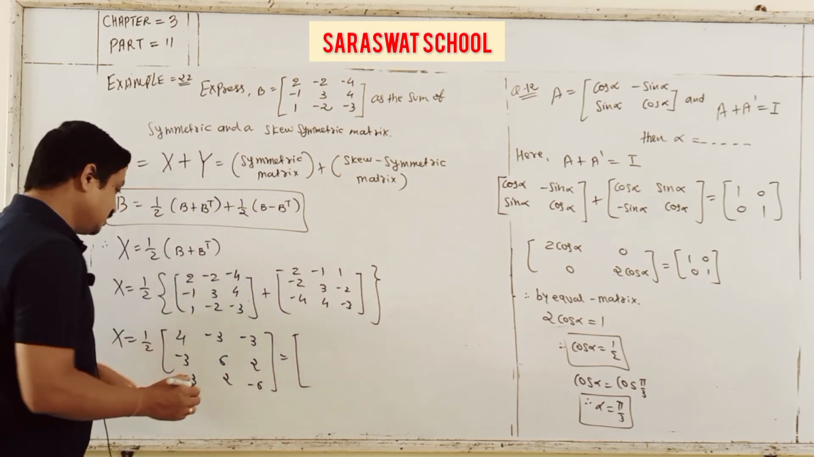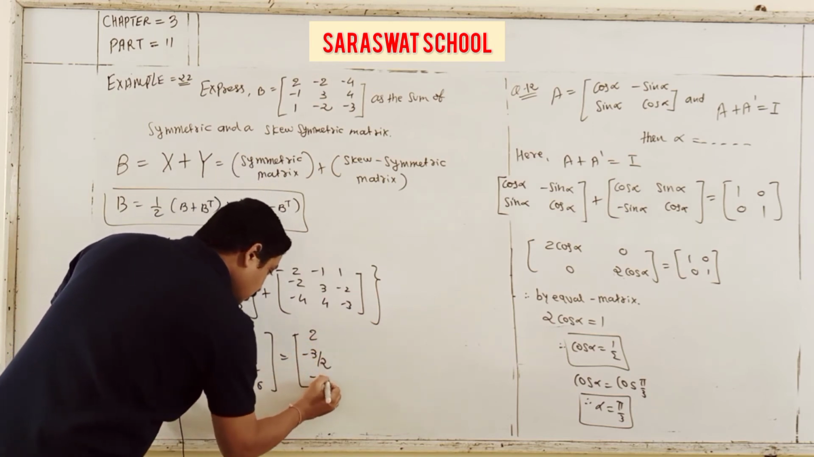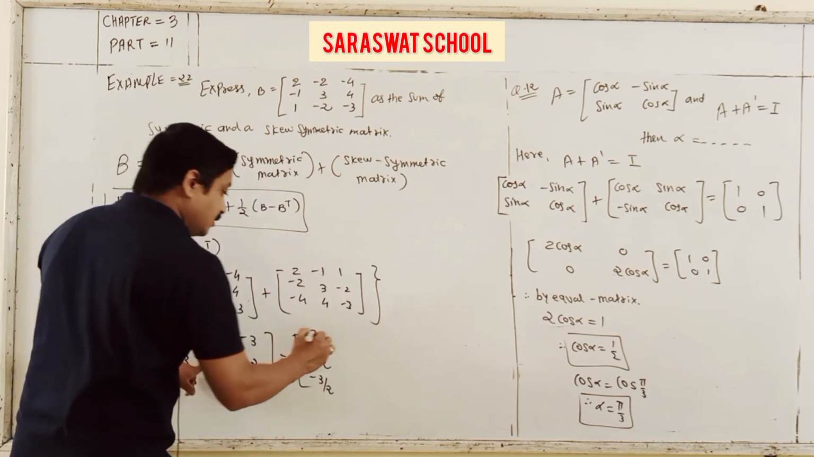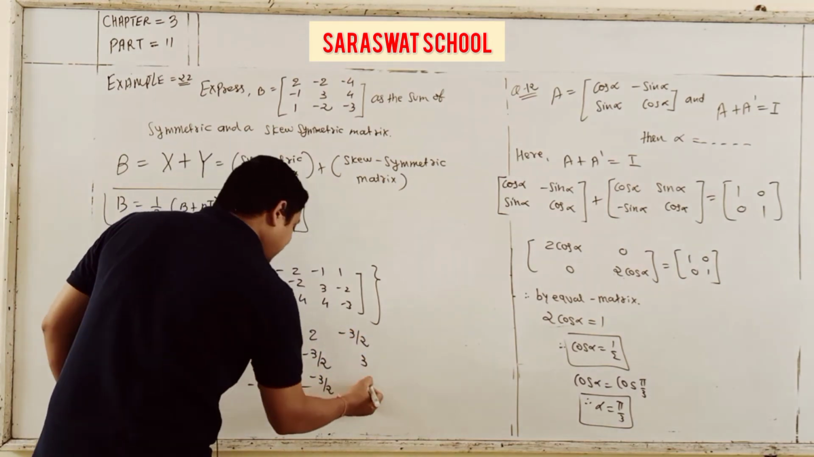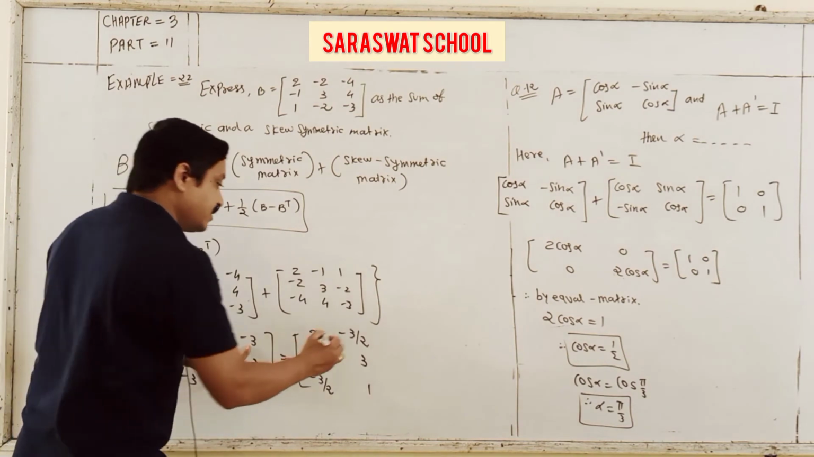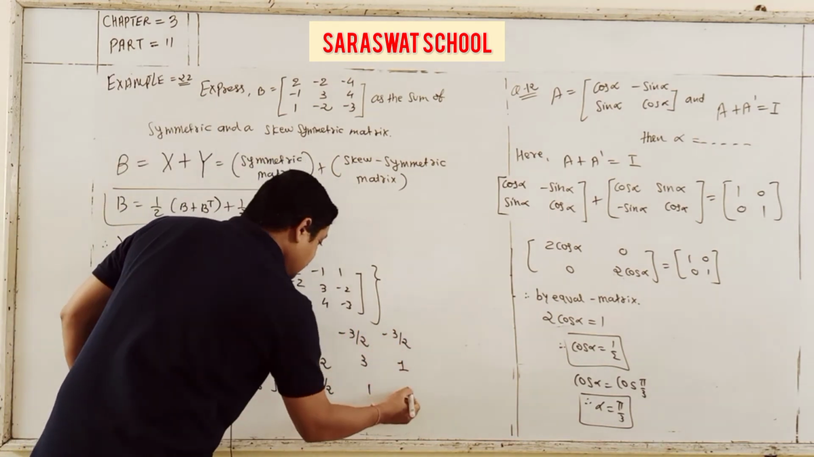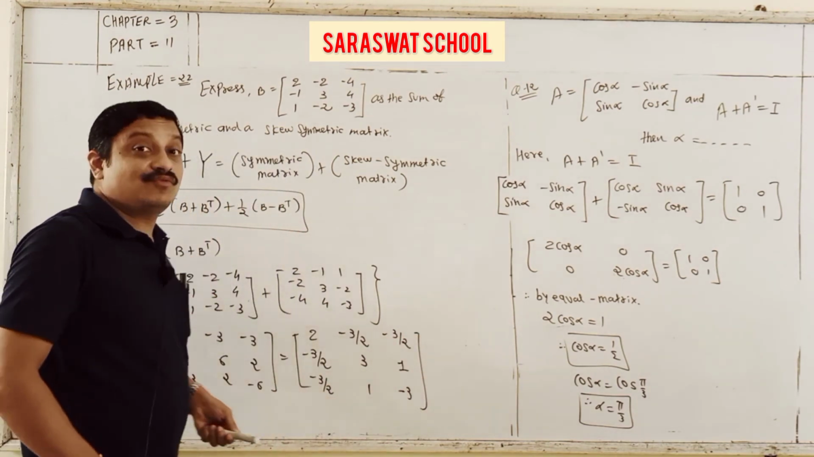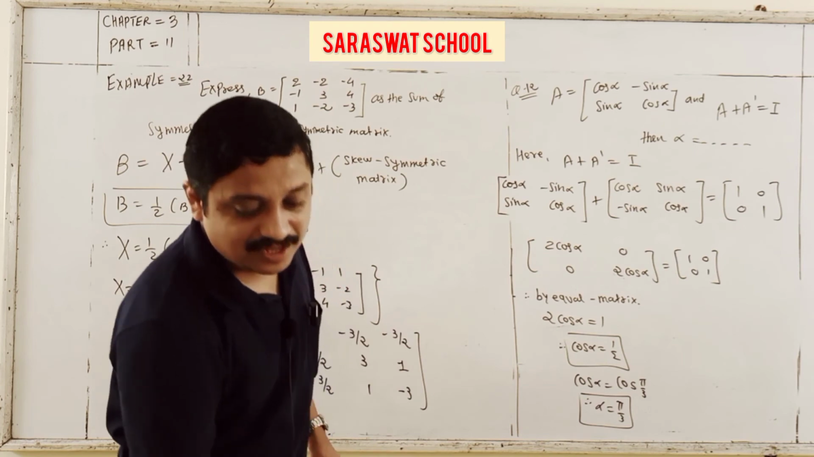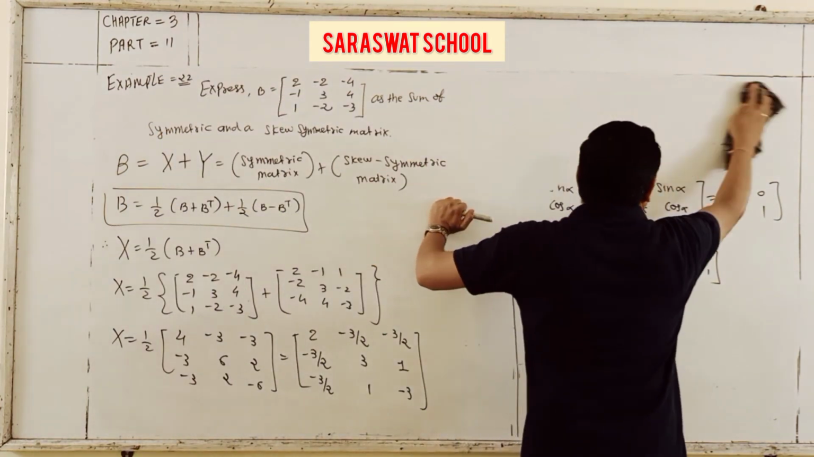Divide by 2. So here 2, minus 3 by 2, minus 3 by 2. Same, minus 3 by 2, 3 (2 3 is a 6 halved), and here 1. Again minus 3 by 2. Next 1, and last 6 divided by 2, it is minus 3. This is your first part done, for the symmetric portion. Now I will go to skew symmetric.